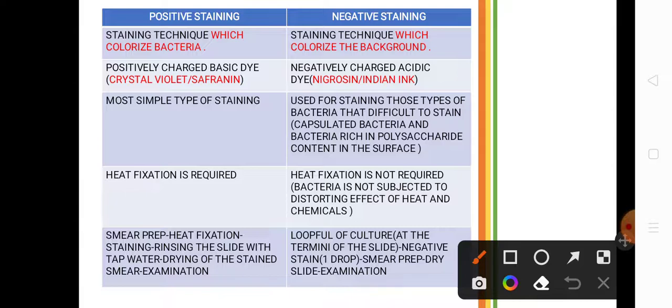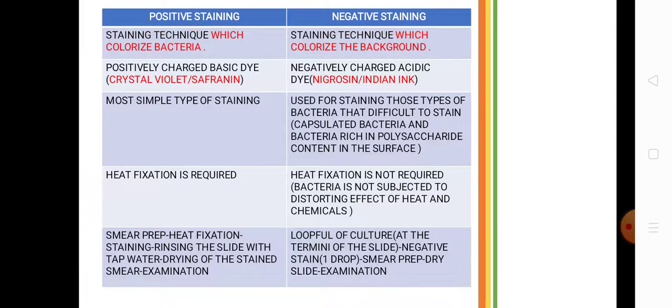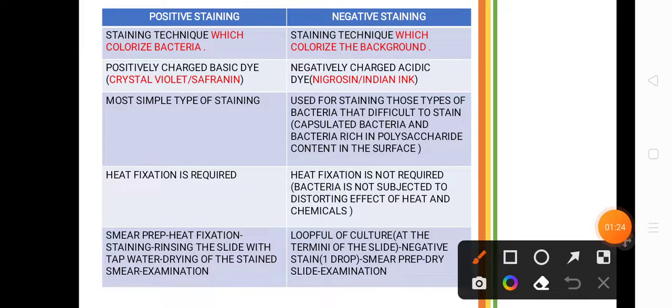So we will look at the basic difference between positive staining and negative staining. Positive staining is the general type of staining technique that we usually perform in our microbiology lab or any kind of biological lab. And negative staining is a modification of positive staining where we stain those types of bacteria that cannot be stained with the help of positive staining.